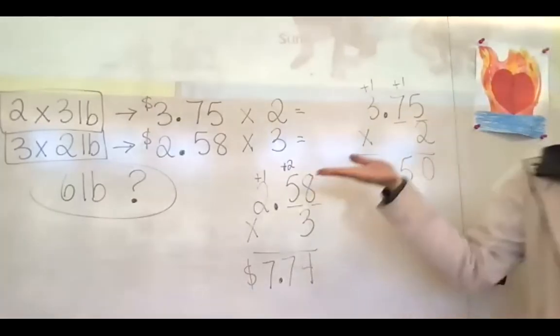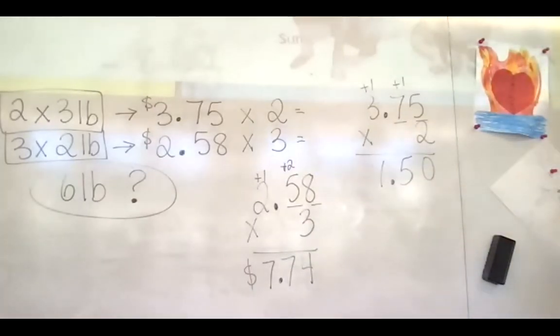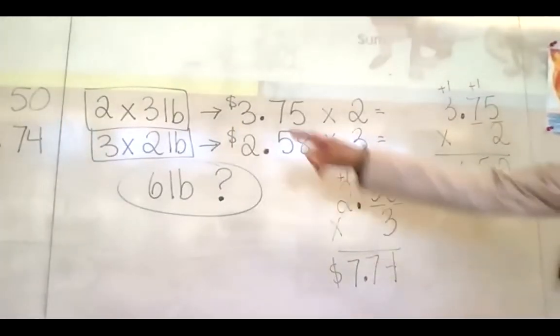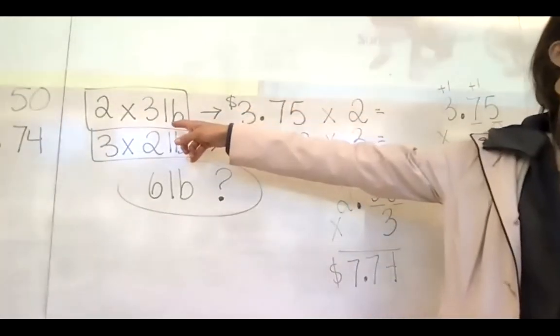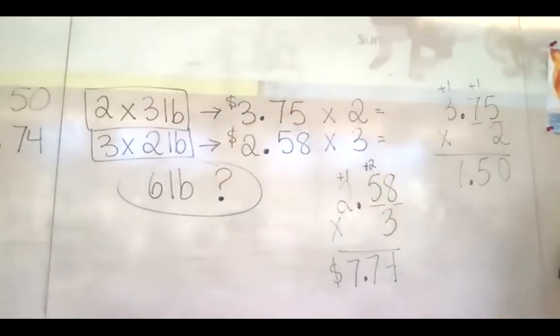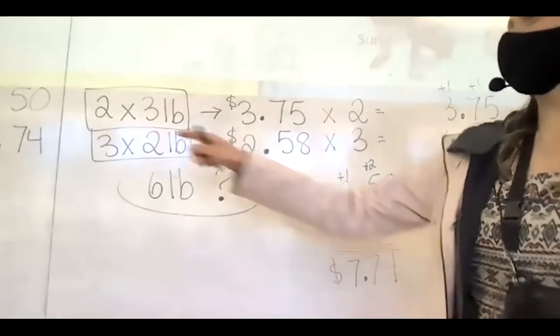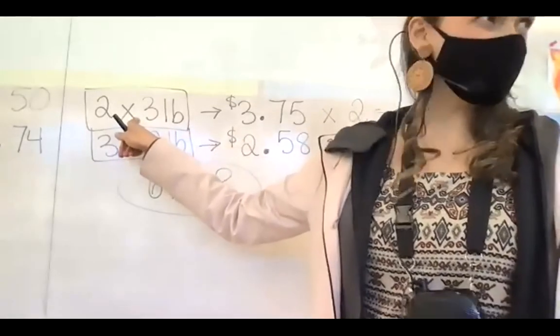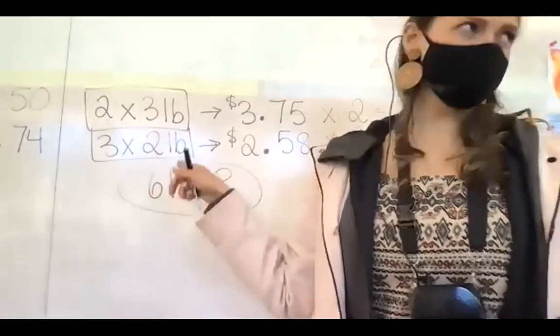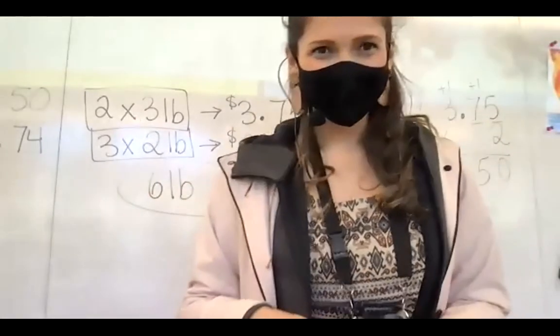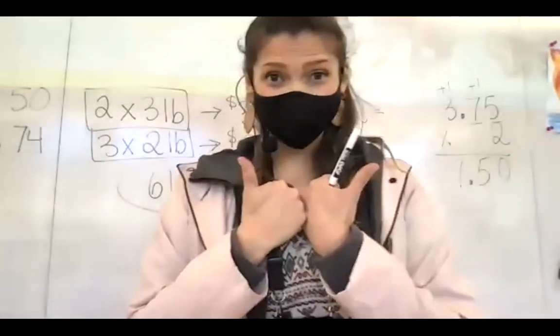So which way would be more cost effective? Zoe? Right. Well, not the second one. I would have to buy the 2 3-pound bags instead of 3 2-pound bags. Exactly. Does everybody see how we did that?